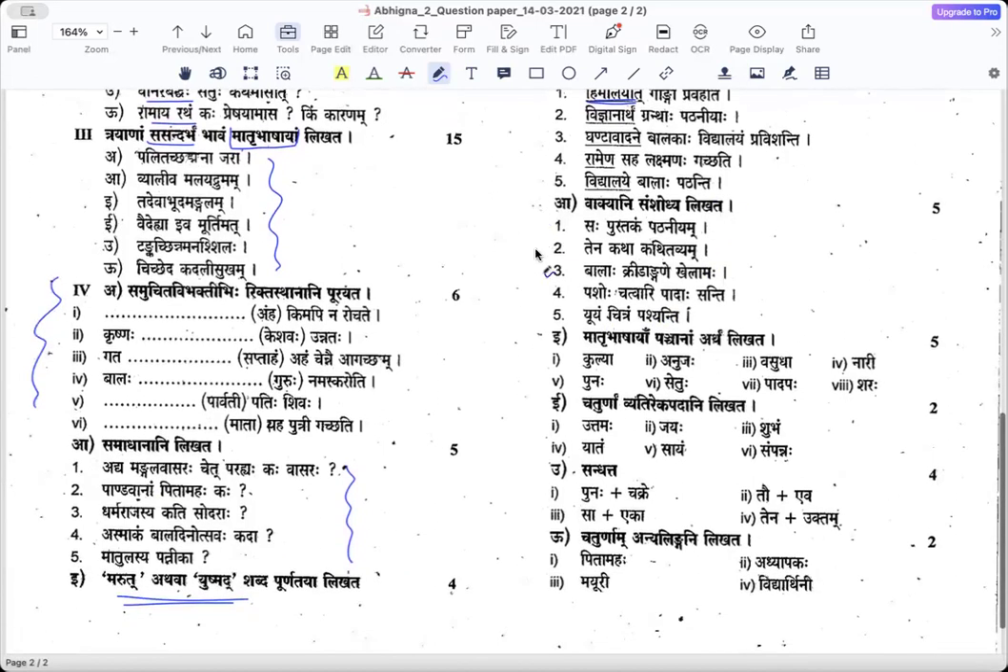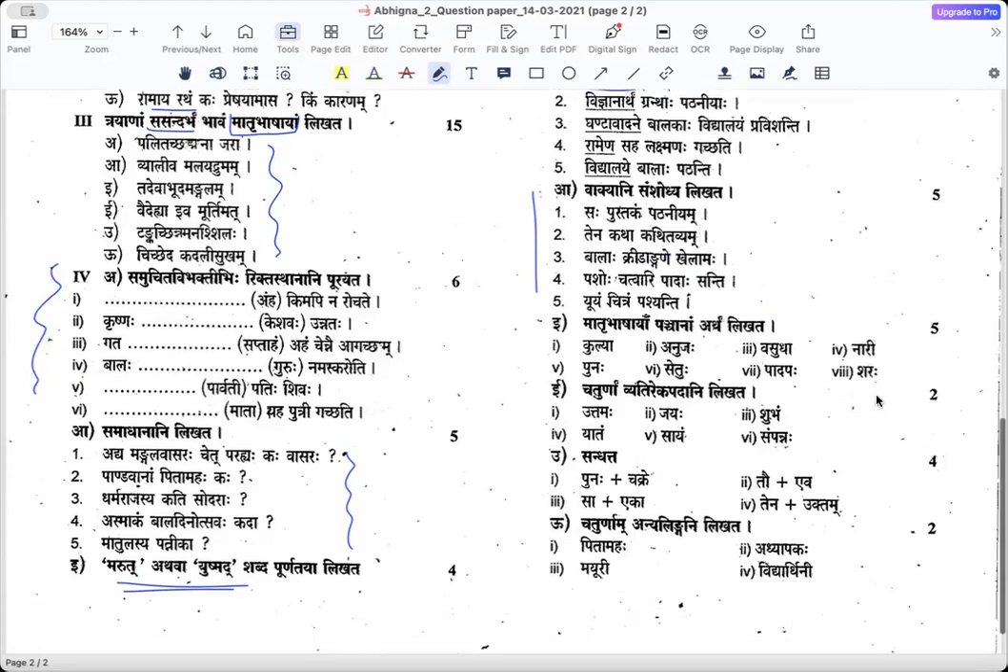Vakyani Samshodhya Likhata, we went through this yesterday also. It's the same thing. So, Saha Pustakam Pathaniyam, Tena Pustakam Pathaniyam, or Saha Pustakam Pathet. It depends. You can change whichever you feel like and whichever you think you will make less mistakes. So, we're trying to minimize your mistakes and try to keep it simpler. Okay. This is exam, for the exam.